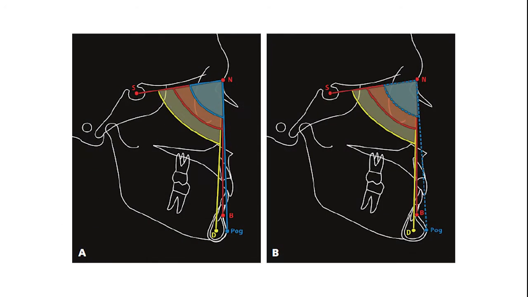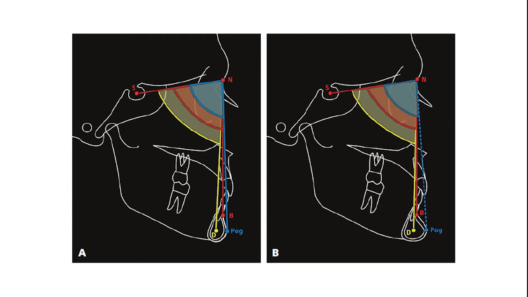SND angle. Its average value is 76 to 77 degrees. The SND angle was described by Steiner. Point D is the center of the body of the symphysis and is estimated visually. The SND angle provides an assessment of the sagittal position of the mandibular skeletal base in relation to the anterior cranial base, although the angle SNB is often used to provide an indication of the sagittal position of the mandible.